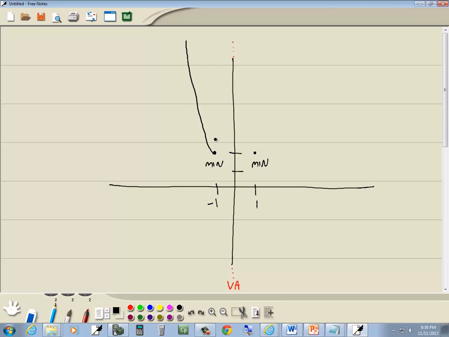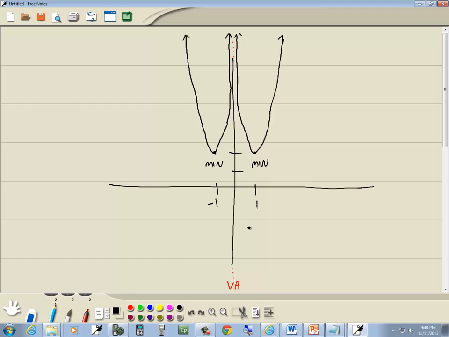Then it changes to increasing from negative 1 to 0. So it's increasing, so it's going up like this. Since this is a vertical asymptote, it's probably skimming that, if I had to guess. And then from 0 to 1, it's decreasing, so it must be coming up here, skimming this, and coming down here, hitting this point. And then it's increasing from 1 to infinity, so it's gone up like that. So that looks like our graph there.